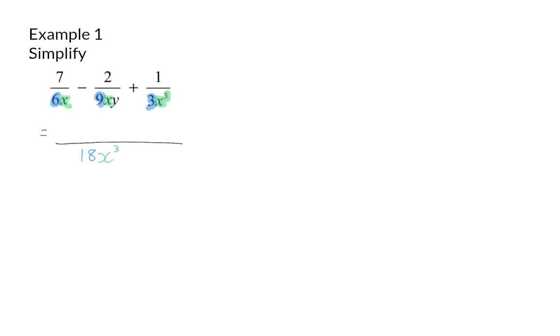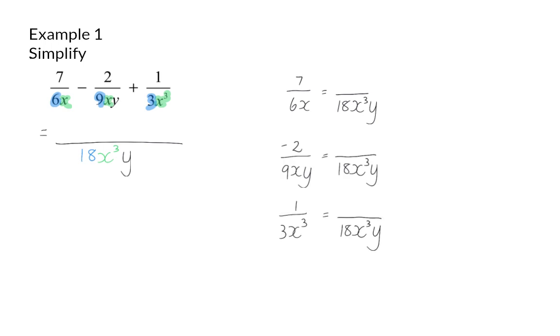Even though only one term has a y in the denominator, we can never make any denominator smaller than it is, so y will be part of our common denominator. Next, we need to determine the equivalent fraction for each of these terms with this new denominator. The 6x was multiplied by 3 and by x squared y, so the same has to happen in the numerator, and then we'll have 21x squared y.